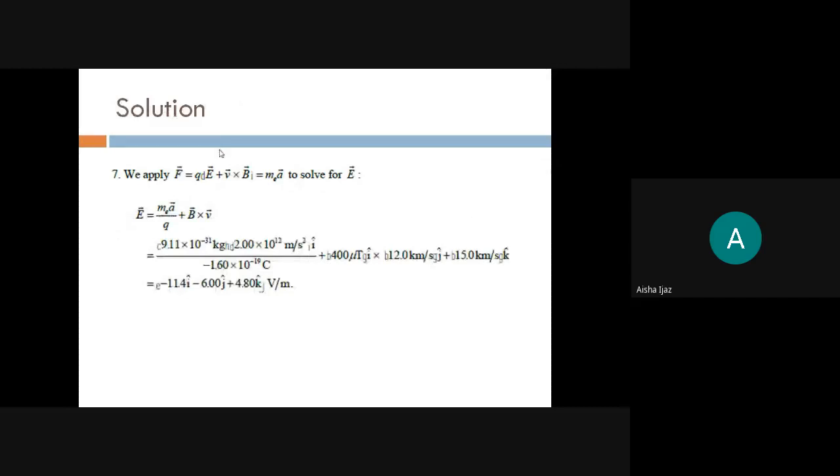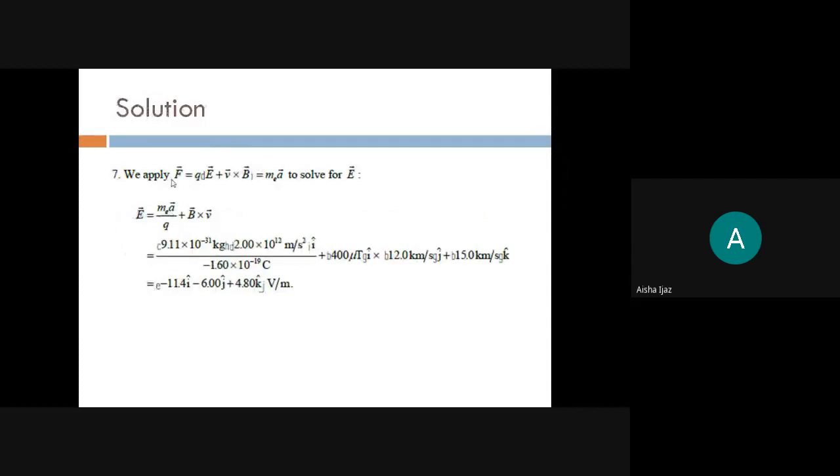Again, the steps are missing here. You have to complete them by yourself. F equal to QE plus QV cross B. I'm just giving you the hint here. So F is basically MA, and for the mass of the electron you will put 9.1 times 10 to the power minus 31 kg. A is given. So ultimately you will have the force in I only. On the right side, you will have just Q multiplied by E. E is the electric field, which you have to find out.